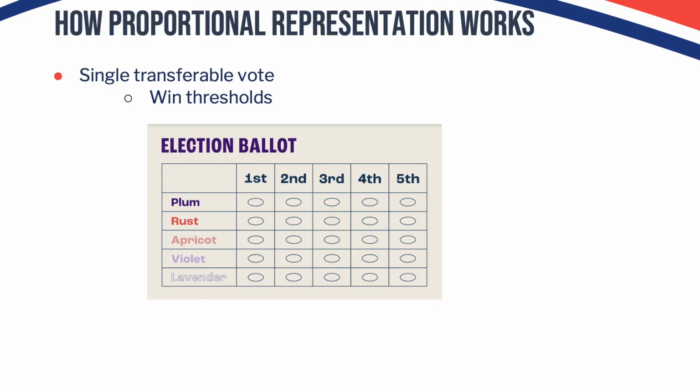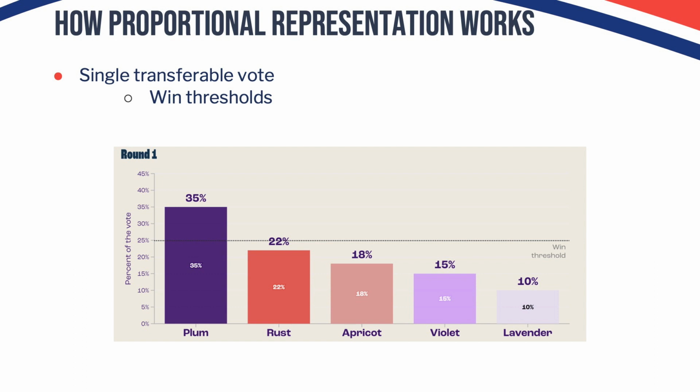So let's say we have a ballot that looks like this. We have 5 candidates: plum, rust, apricot, violet, and lavender. And single transferable vote, like instant runoff, which it comes from, is a ranked choice voting system. So voters would rank their candidates, and in this example we're trying to elect 3 winners. We have 3 seats to fill. So people rank their candidates, and let's say we have something like this. Here we see that with the number of votes we have and the number of seats to be filled, our win threshold is 25%.